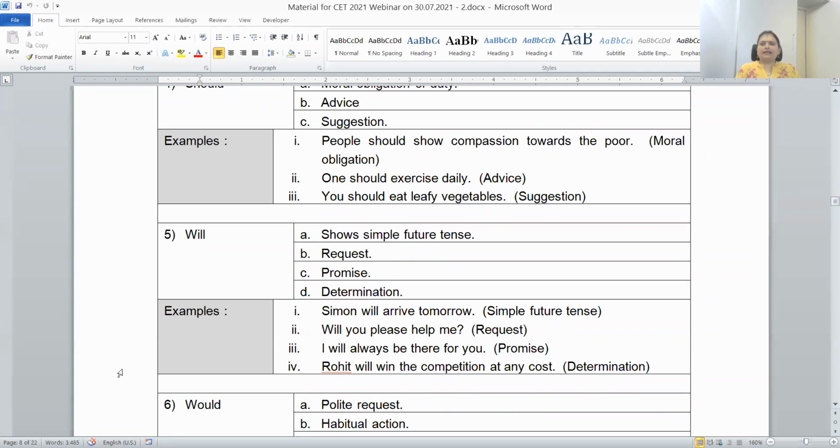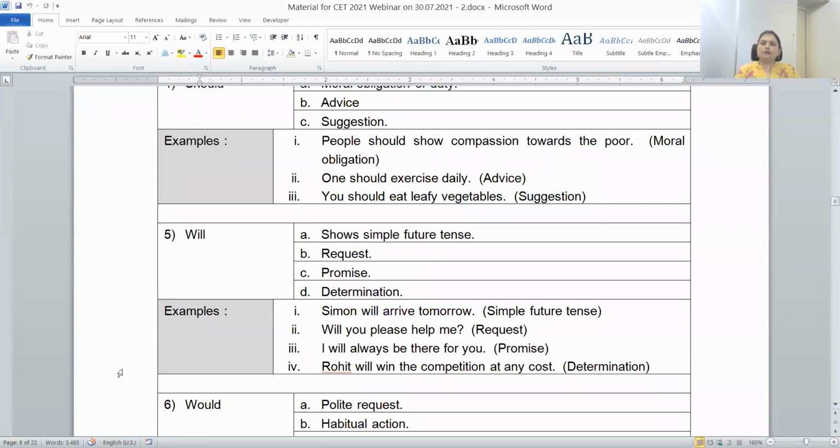See, Simon will arrive tomorrow. So there's nothing there. A person is going to arrive tomorrow. So obviously it is going to be just simple future tense. Will you please help me? Children, this is definitely a sentence which shows you request. I will always be there for you. So see, when you tell somebody, don't worry, I will always be there for you, you're making a promise. You're promising that person that you will always be there with that person, come what may.